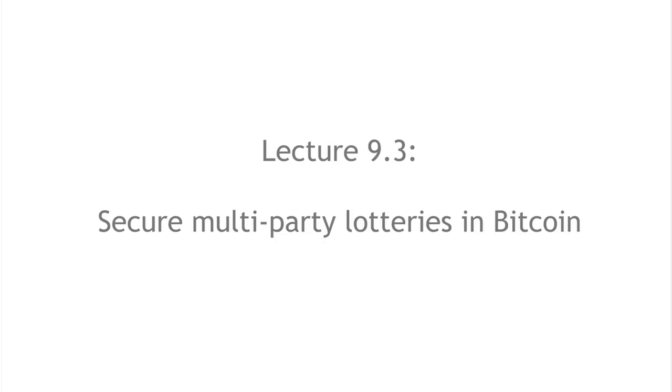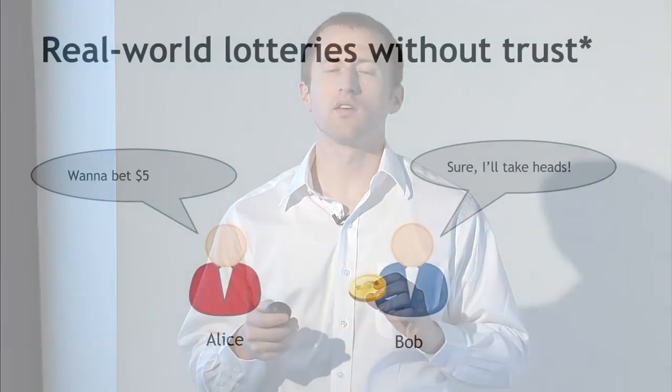Okay, time to change gears again. Now we're going to talk about doing a multi-party lottery in Bitcoin and hopefully doing it in a secure way. So again, we'll start with the offline version of what we're trying to build here. How would we do a real-world lottery between two people without any trust? And I'll get back to what without any trust means in a second.